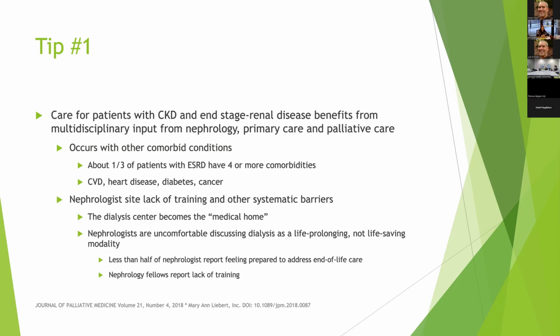This is important because it's pretty rare for somebody to have chronic kidney disease without any other comorbid conditions. About a third of patients with end-stage renal disease have 4 or more comorbidities, including most commonly cardiovascular disease, cerebrovascular disease, diabetes, and even cancers in the top associations there.